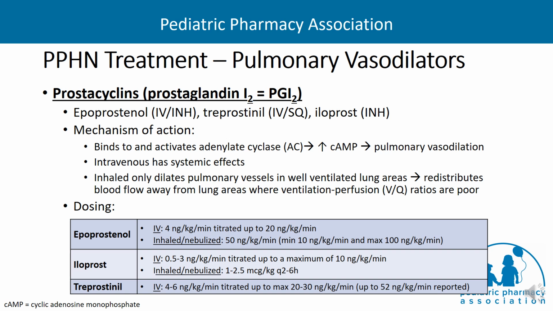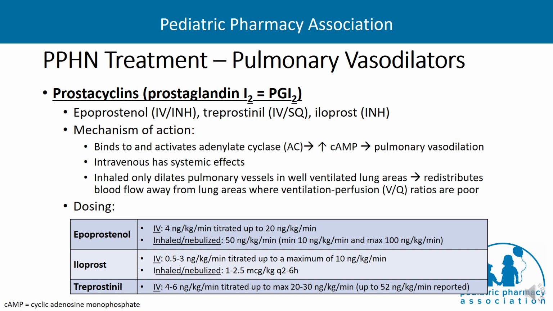Treprostinil is an intravenous or subcutaneous infusion. It's mostly been studied in newborns with CDH. One study initiated at 6 nanograms per kilo per minute, titrated up to a max of 21 nanograms per kilo per minute. This was then transitioned to a subcutaneous continuous infusion once the patient was stable. Treatment was overall well tolerated, with 14 of 17 neonates eventually being discharged.